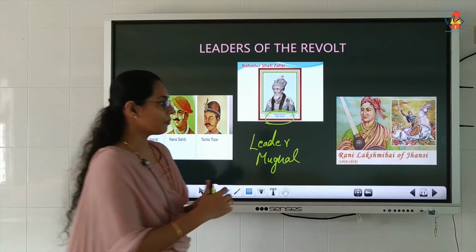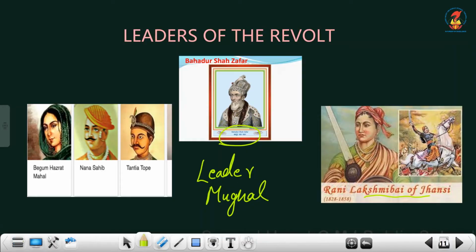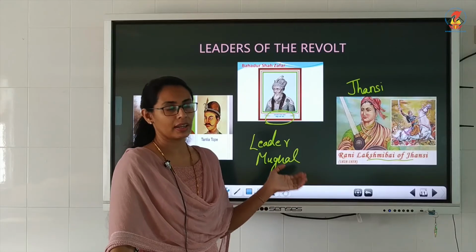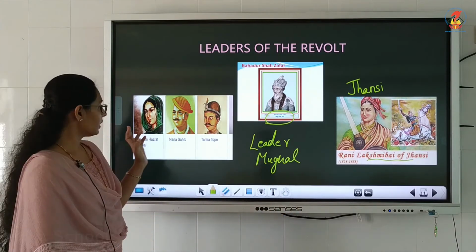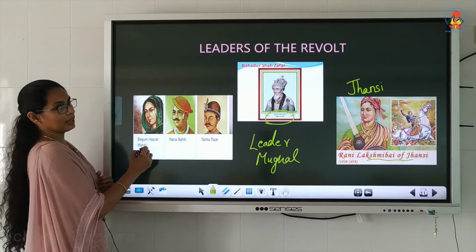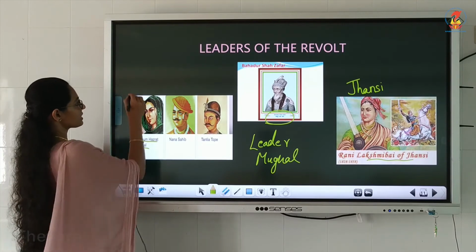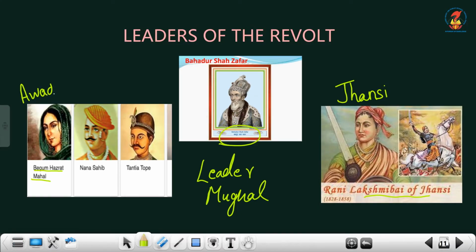In Jhansi, we know that Rani Lakshmi Bai is the leader. Rani Lakshmi Bai, we know, Jhansi ki Rani. So she was the leader in Jhansi. Then Begum Hazrat Mahal is the leader in Oudh. Oudh is also an important place.